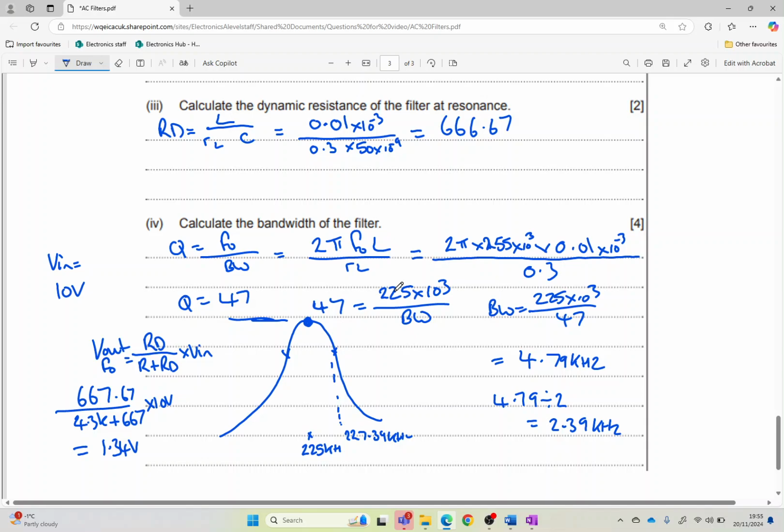Whereas if we take the amplitude at that point there, that is going to be the V out maximum times by 0.7. So in terms of this, it's going to be about 940 millivolts. I know it doesn't ask that in the question, but I thought it would be worth us looking at that. Okay, super duper.